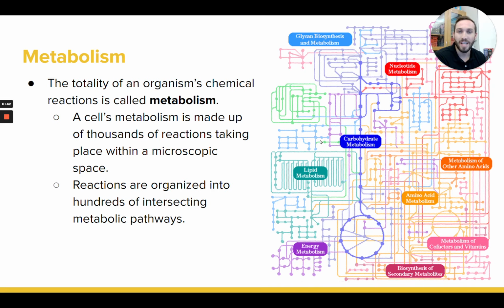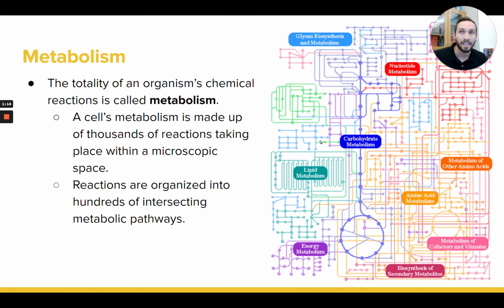Let's start with metabolism. So metabolism refers to all of the chemical reactions taking place inside of a living organism. So every living thing has a metabolism. And it's the cumulative number of all the different chemical reactions taking place inside that living organism and inside of all the cells of that organism at every moment of every day. That's your metabolism. And so there's thousands and thousands of different reactions that make up an organism's metabolism.